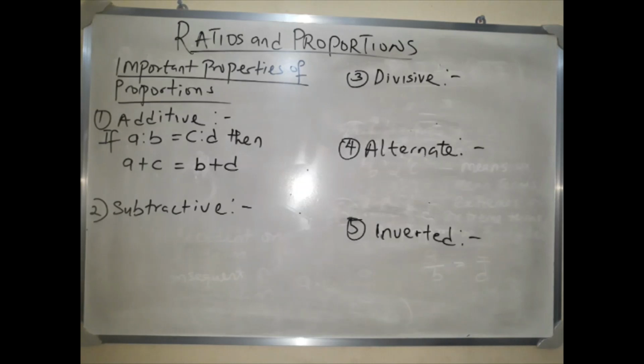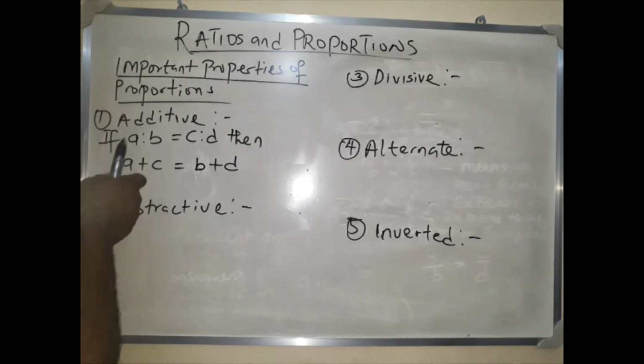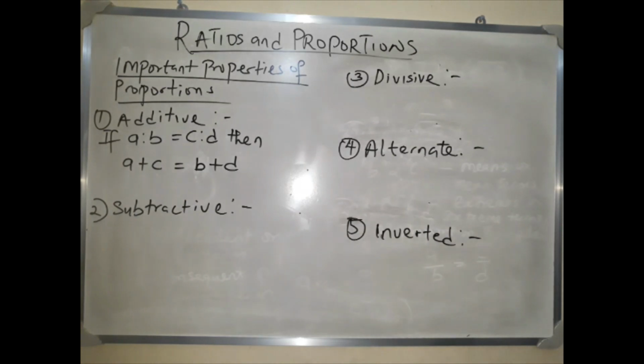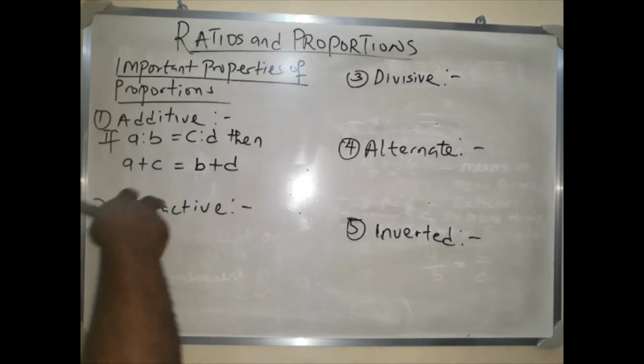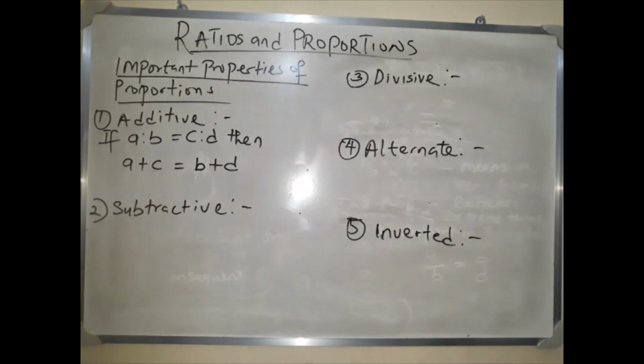So now let's look at the very first property, which is the additive property. The additive property says that if you have two ratios in which A ratio B is equal to C ratio D, then A plus C will be equal to what? B plus D. So A ratio B is equal to C ratio D can be resolved to get A plus C, which is equal to what? B plus D. So let's take note of that.